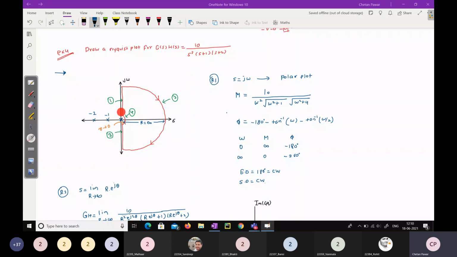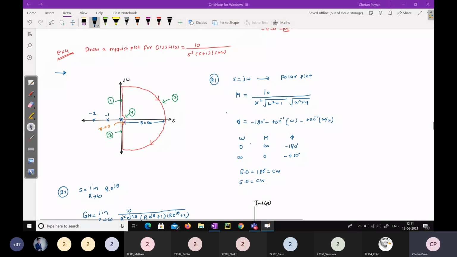So first region mapping will be the polar plot. So S will be j omega, magnitude will be this. Okay, and phi will be this. So let us find out the magnitude and phase at 0 and infinity point. At omega is equal to 0, magnitude will be infinity, phase will be -180, and at omega is equal to infinity, magnitude will be 0, phase will be -360. So let us find out the ending direction. -180 minus -360, so that will be +180. So it will be the clockwise angle. And what is the starting direction? That is also clockwise, because there is a finite pole near to the imaginary axis.